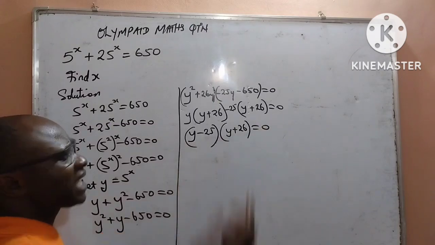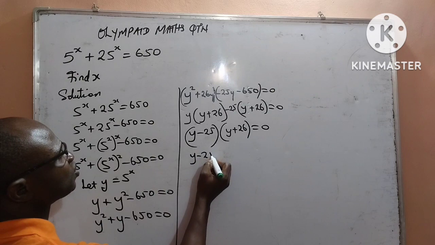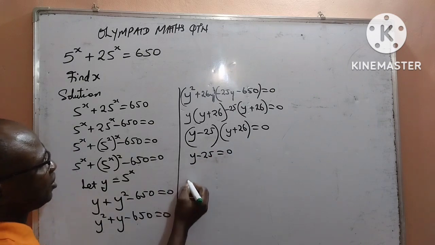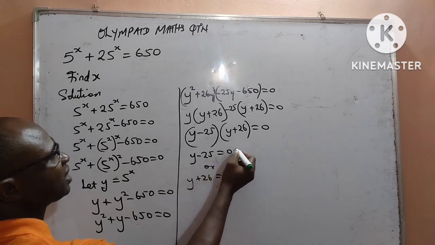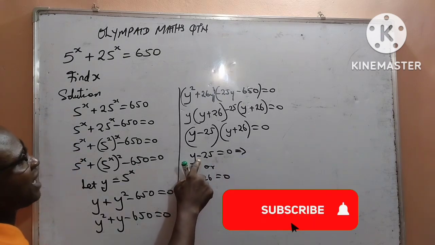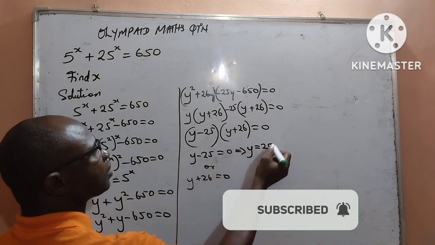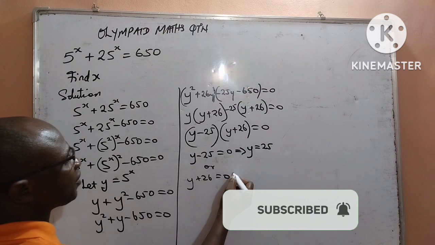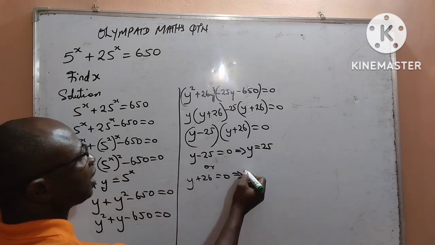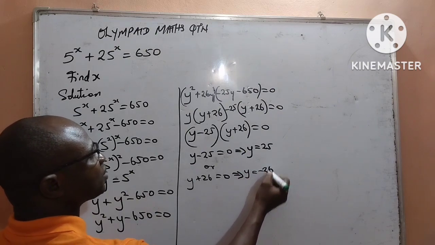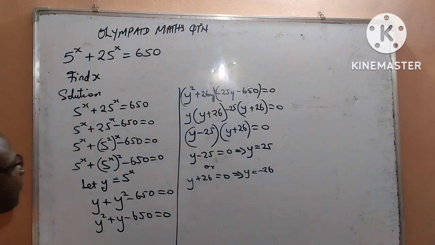Then, the two brackets are equal to 0, meaning that the first bracket, which is y minus 25, is equal to 0, and also y plus 26 is equal to 0. Alright? From the first equation, y minus 25 equal to 0 implies that y is equal to 25. And from the second equation, y plus 26 equal to 0 implies that y is equal to negative 26.